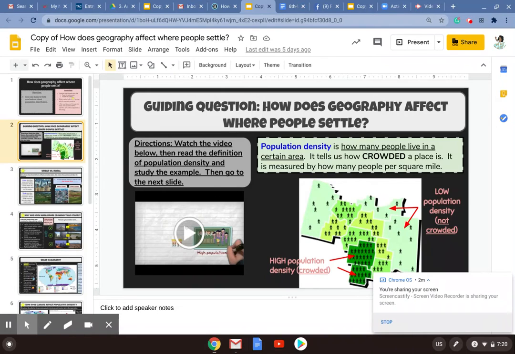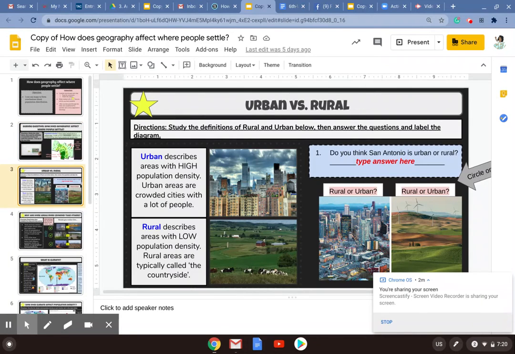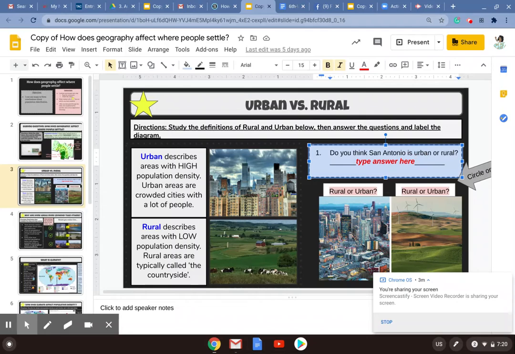So you're watching this video first. You're reading what is population density. It says it is how many people live in a certain area. It tells us how crowded a place is, and it is measured by how many people per square mile. So make sure you're looking at that image, and if you need to take notes, please go ahead and do so. Rural versus urban. Again, you're reading everything and answering. Right here, erase the type answer here and put your answer there. Don't leave it saying type answer here. Erase it.